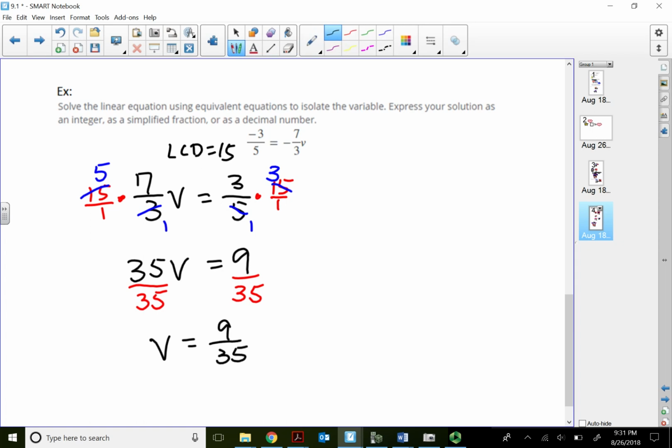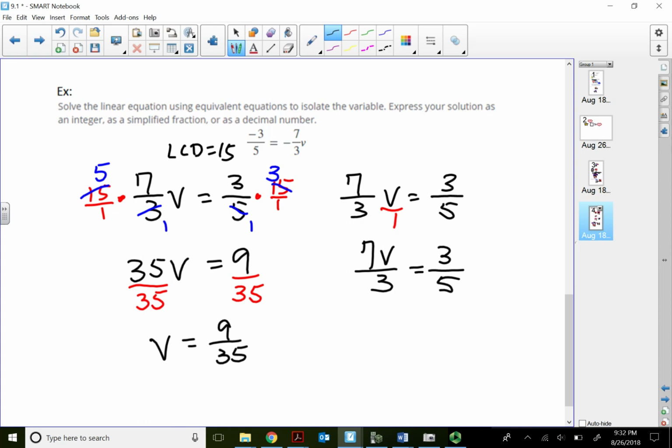Alright, another technique, which is actually something we talk about in module 4. I'm going to start you off again with 7 over 3v equal to 3 over 5. This v technically is v over 1. 7 over 3 times v means 7 over 3 times v over 1. So what that does is put the v on the numerator. So we can rewrite this problem as 7v over 3 equal to 3 over 5.